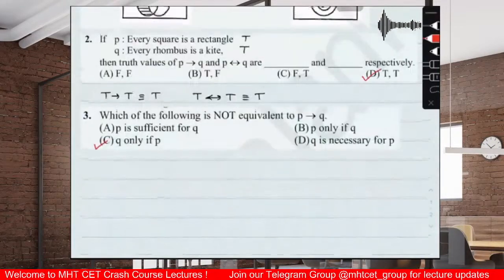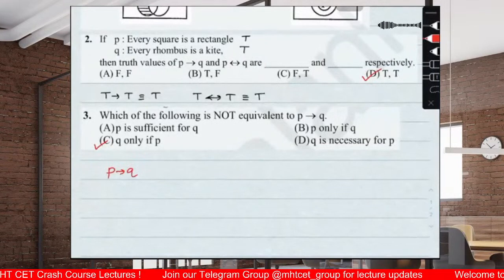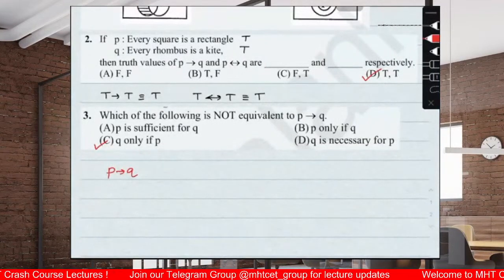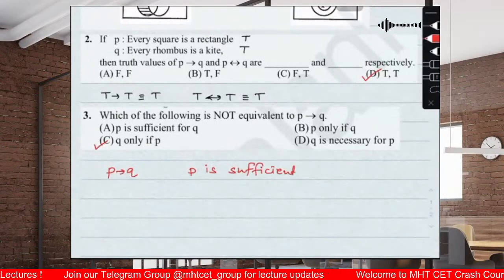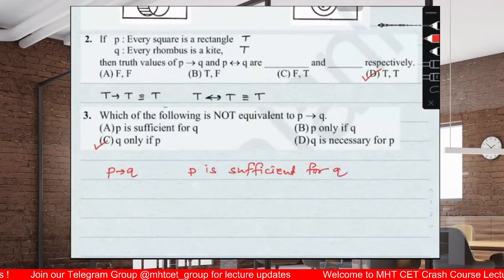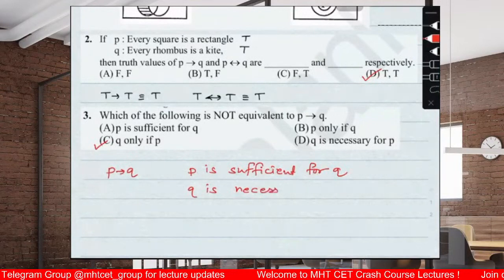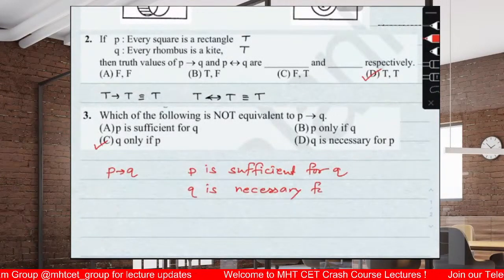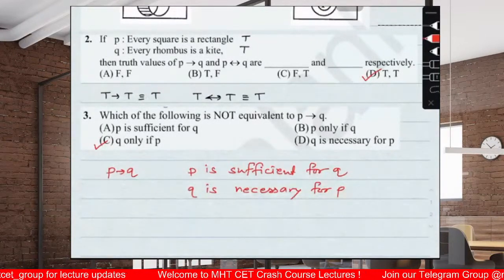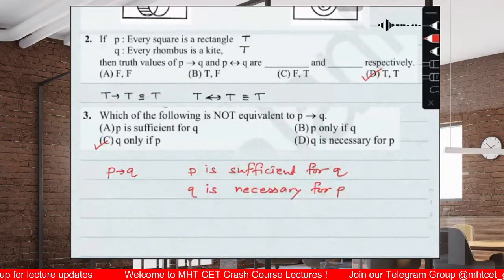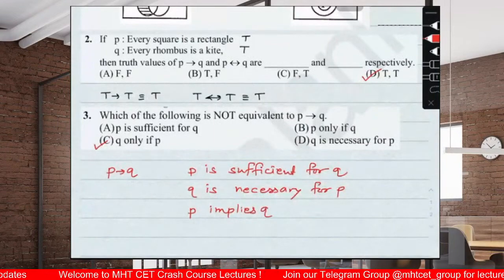ठीक है, अगर नहीं पता है तो ये लिख लो. P implies Q जो है ना, you can write it as P is sufficient for Q भी बोलते हैं इसको. Q is necessary for P. ठीक है. Then P implies Q इसको बोलते हैं.